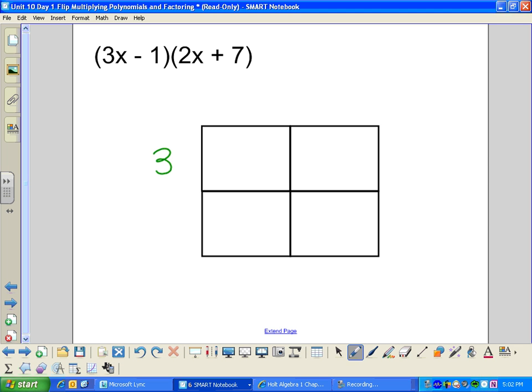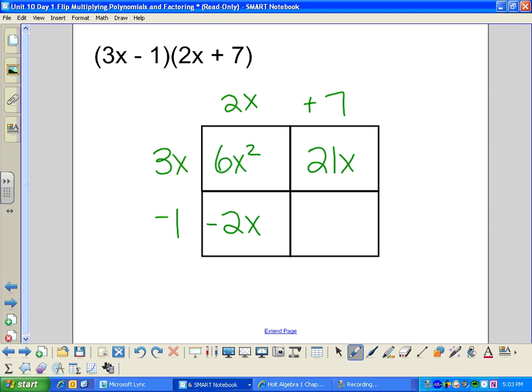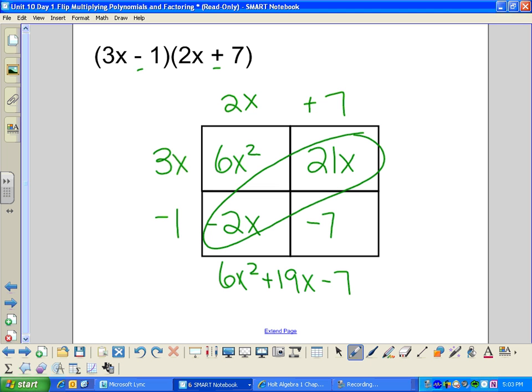Knowing the patterns is going to be a lot of fun in this unit. Let's try this. I've got 3x minus 1 and 2x plus 7. Work this with me. 6x squared, 21x, negative 2x, negative 7. If I have a negative here, that means I must have a plus and a minus. Do I? Yeah, sure do. And I combine my like terms. I get 6x squared plus 19x minus 7.